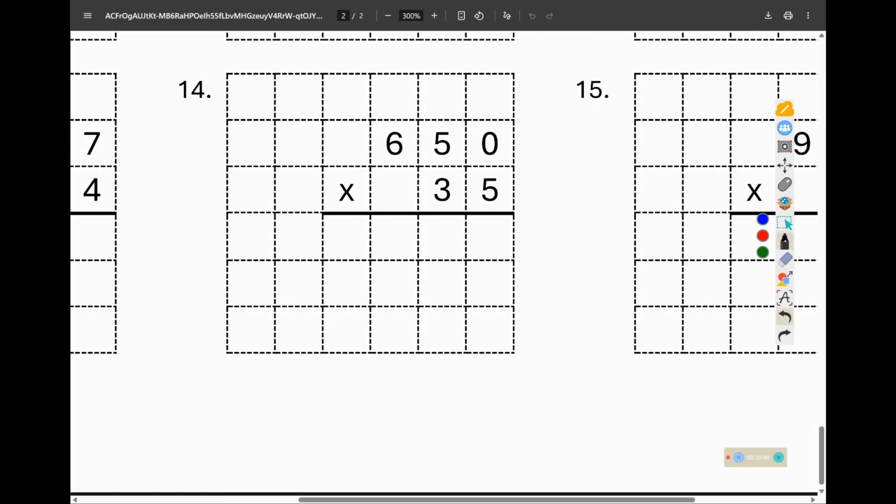Number 14, last one. 5 times 0 is 0. 5 times 5 is 25. The 5 goes on the right, the 2 goes on the left, and I just multiplied 5, so it will go, I almost put it above the 5. The 2 goes above the 6. 5 times 6 is 30, plus 2 is 32.